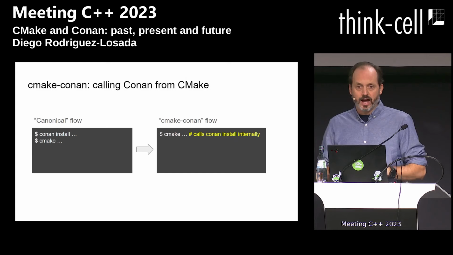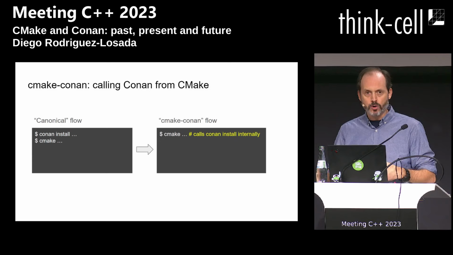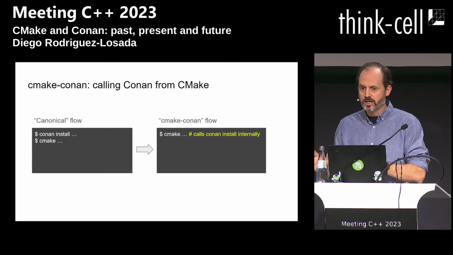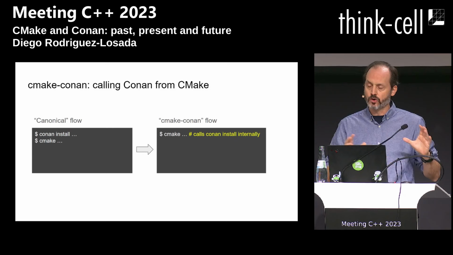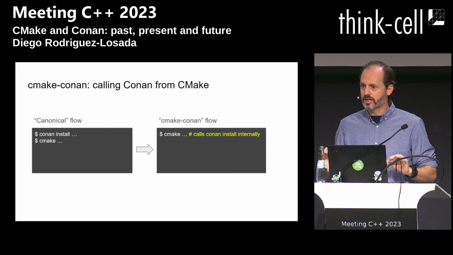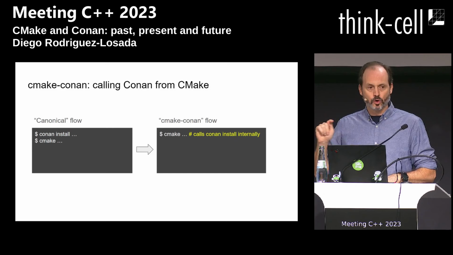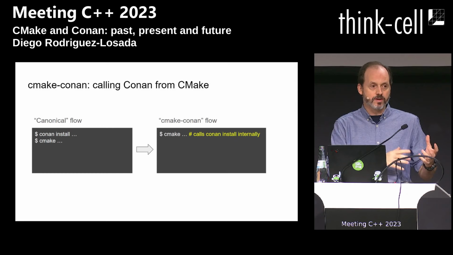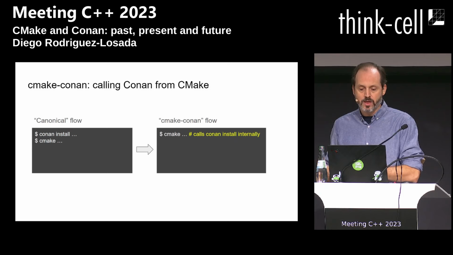At the same time, we were getting the feedback, hey, we want more transparent integration. We want to execute Conan install, and then our CMake should be pure, absolutely agnostic about Conan. And at the same time, there were a bunch of users, especially enterprise users, that said, I need my developers to not change absolutely anything. That means when they are typing CMake to create their projects, I want CMake to call Conan install to install the dependencies. Okay? And this is what we call the CMake Conan integration. It's calling Conan from the execution of CMake. So moving from the canonical flow, which is calling Conan install and then calling CMake, they want to have a single command, CMake, and that should do everything internally.